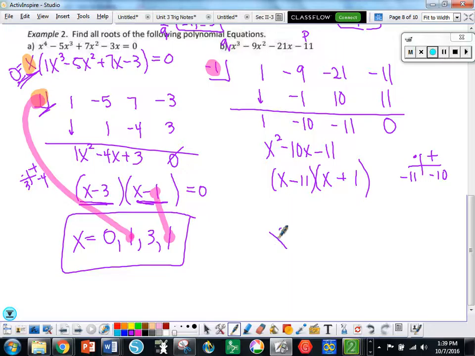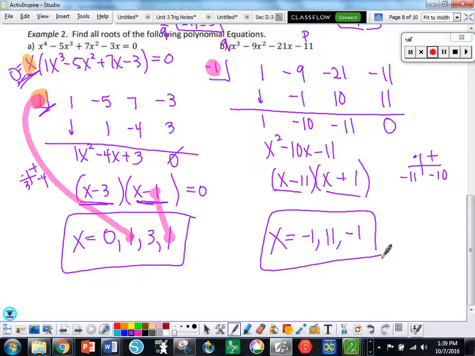So what's my answers? From the very beginning, x equals what? Negative 1. Then what? From here, x equals 11. From here, negative 1. And that's everything.